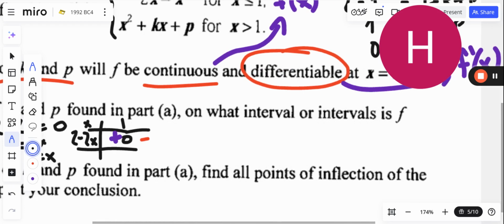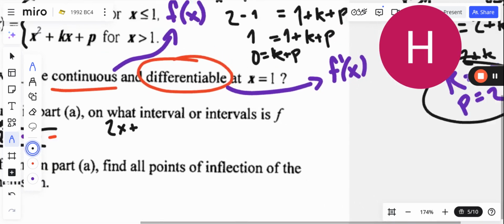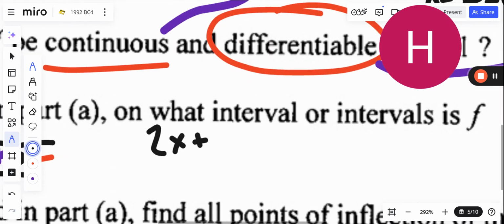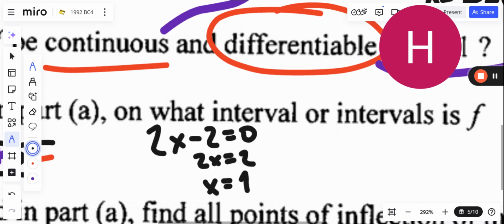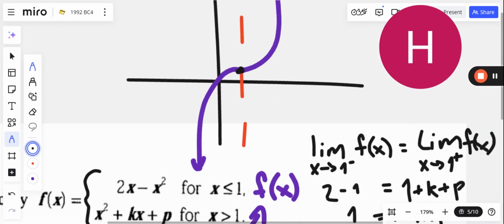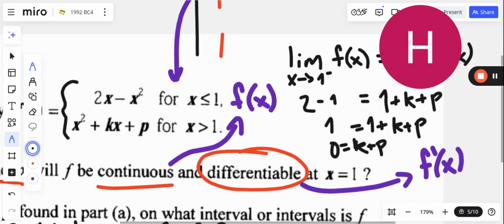Well, the other piece derivative is 2x plus k, which we found out was just 2, right? Oh, negative 2. Okay. So 2x minus 2 equals 0. Hey, that is also 2x equals 2, and that is also x equals 1. So that means that there's a flat point at 1, again, which we predicted that that's the vertex because it needs to be smooth, vertex on vertex.